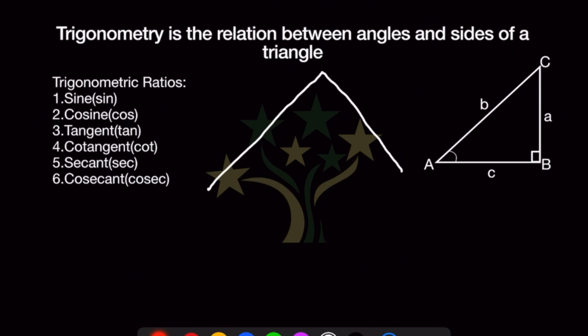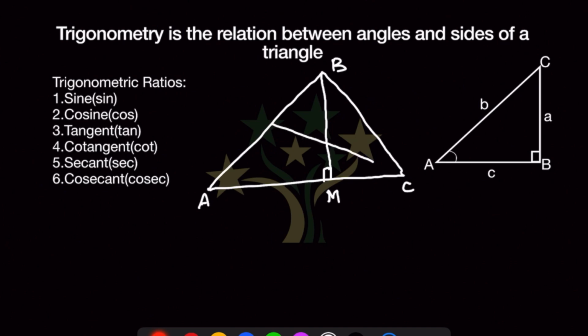Let's say we have a triangle here which is A, B and C. We can draw a perpendicular from any vertex to the base and make a right angle triangle. For example, now we have a right angle triangle ABM, and we have another right angle triangle CBM. Similarly, from the vertex C to base AB, again a perpendicular can be drawn. Similarly, from A to BC, another perpendicular can be drawn, and each of these smaller units is a right angle triangle in which sine, cos, tan, cot, sec and cosec can again be applied.